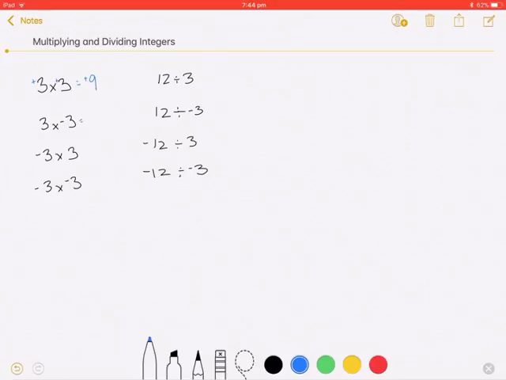Then there's this one that's got 3 times negative 3. Remember there's a little positive out there that's not always written, so it's a positive number times a negative number. When you've got a positive number and a negative number, they're going to make a negative number.